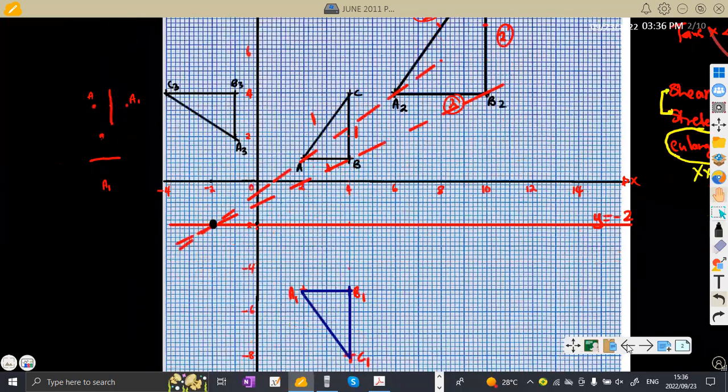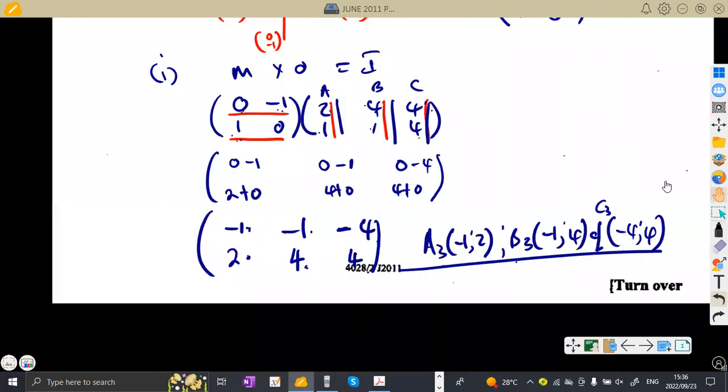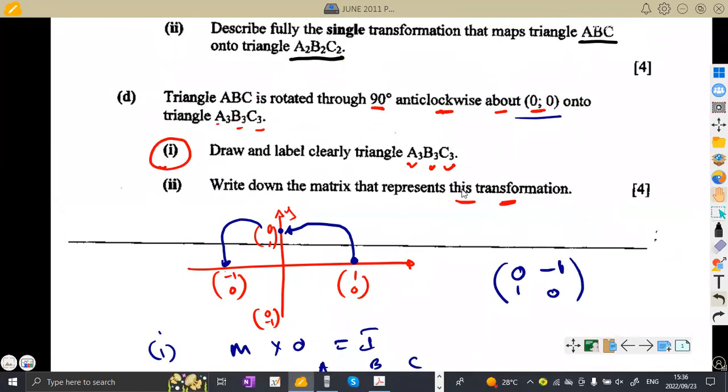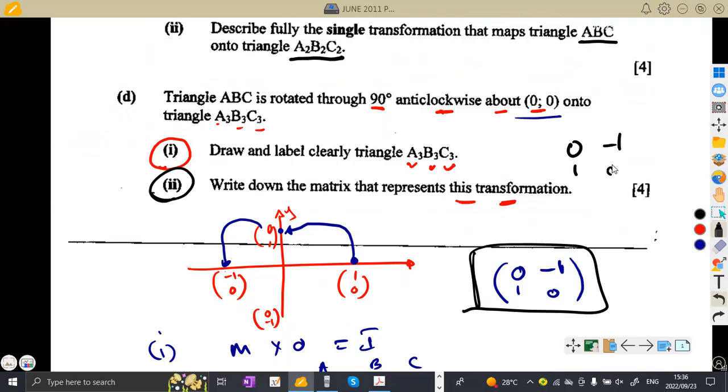Okay, so let's cross check the other part now. It was to write down the matrix that represents this transformation. This is your item 2. Already the matrix, you've written it here. So on item 2, you're just writing your matrix 0, 1, minus 1, 0. Whether you used this matrix to calculate another item does not matter. This is item 2. Answer the question that you're given. Write down that matrix. Are you getting the sense? So that is the idea there.